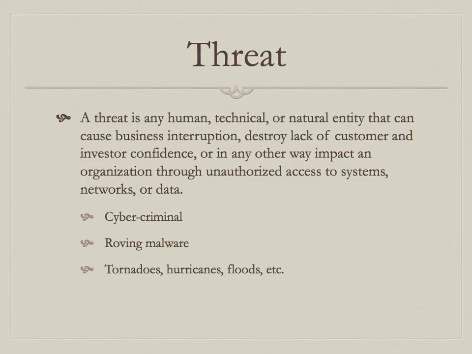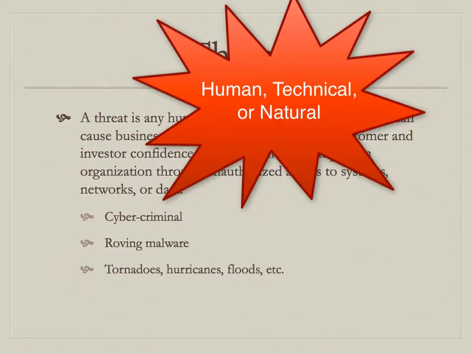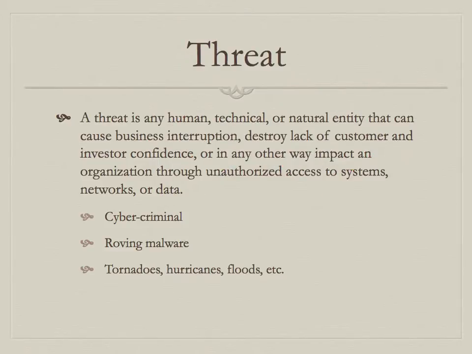So a threat is any human, technical, or natural entity that can cause business interruption, destroy customer and investor confidence, or in any other way impact an organization through unauthorized access to systems, networks, or data. To put this simply, a threat is anything that wants to get at your data or anything that can damage your systems, your facilities, or your data. Three different kinds are shown here, but they're certainly not limited to these: cyber criminals, roving malware, which is applications that have been roving around the internet since the internet's inception, and tornadoes, hurricanes, floods, etc.